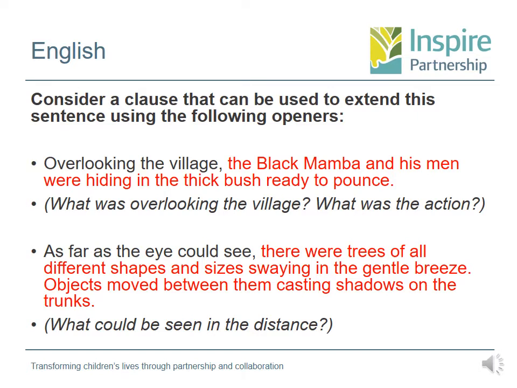Now, I've helped you with this slightly today, where in the red, I've added my own. So what you need to be thinking about is what was overlooking the village and what was the action. The example that I've given is the black mamba and his men were hiding in the thick bush ready to pounce. Okay, so what was overlooking the village was the black mamba and his men. And what was the action? So what were they doing? They were hiding in the thick bush.